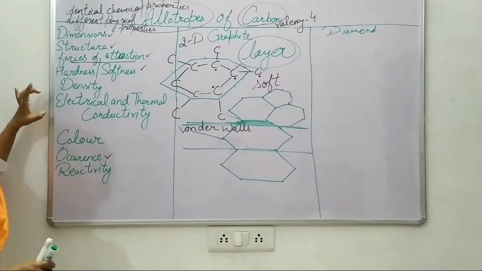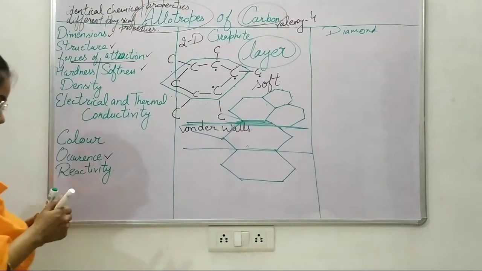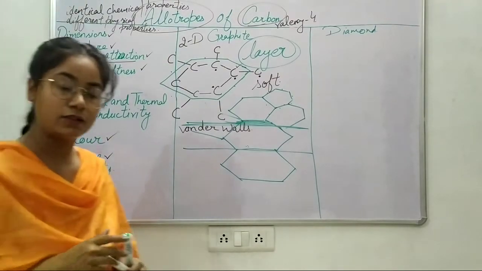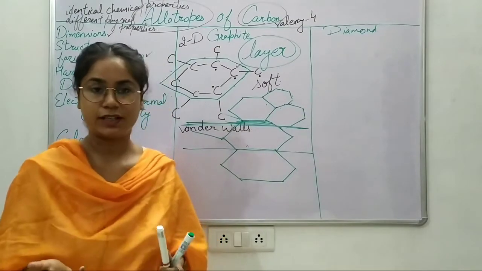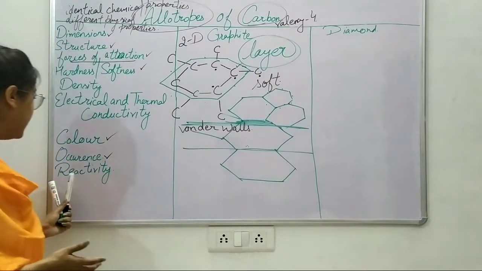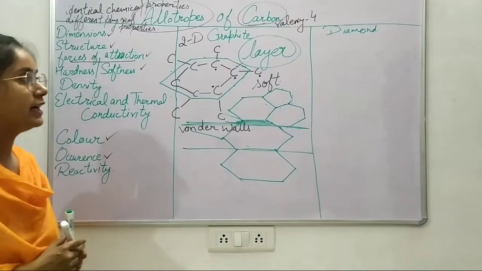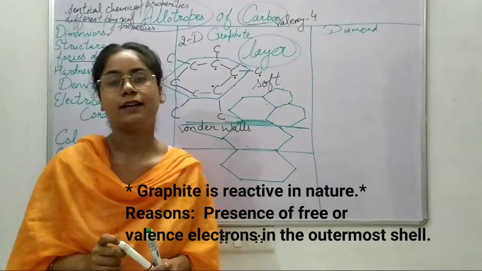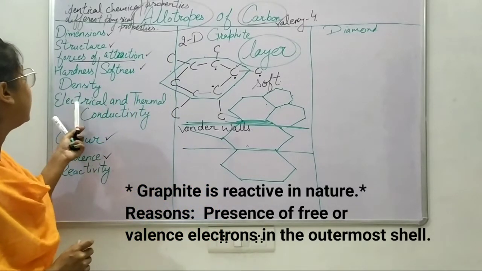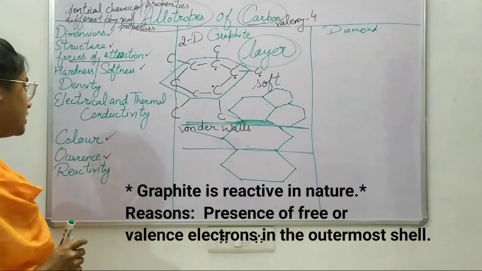Okay, then is color. What we need to know about color? What is the color of graphite? Blackish gray. The color of graphite is blackish gray. Then is reactivity. Graphite is chemically unreactive. Okay, and then is electrical and thermal conductivity.